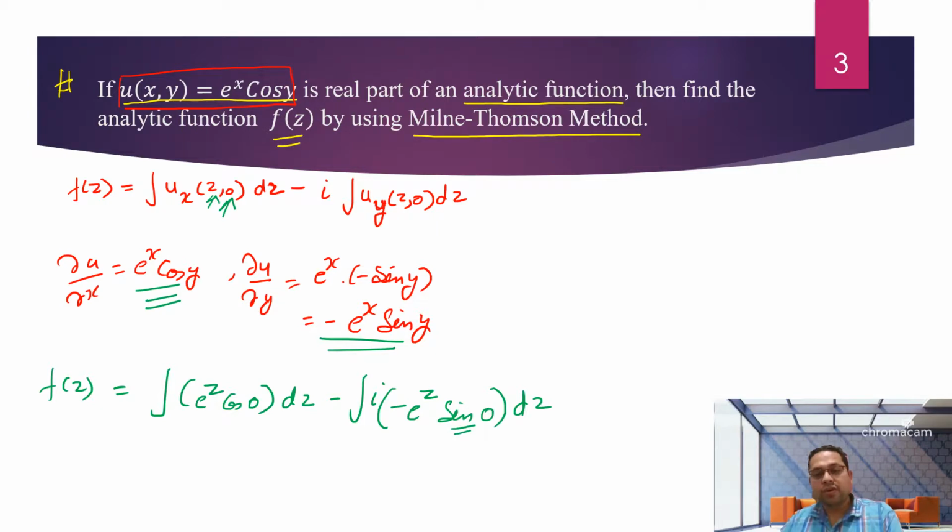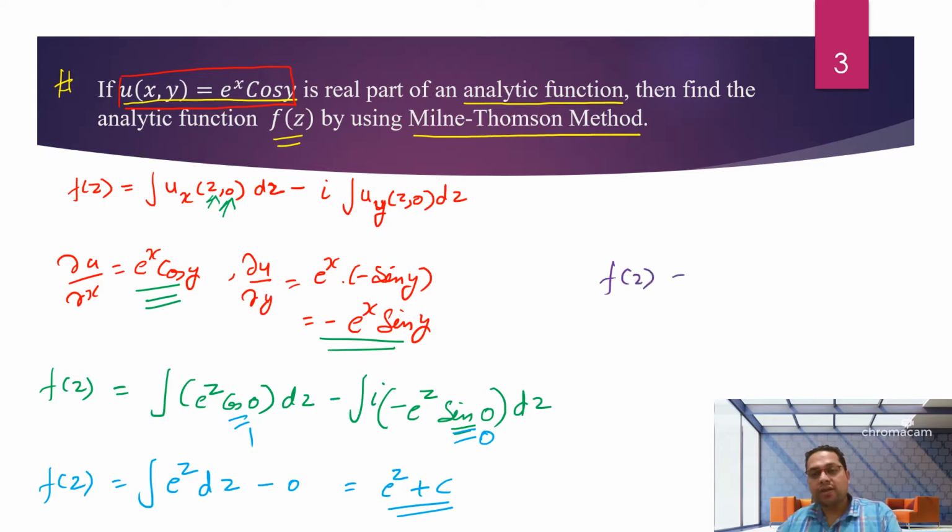Sin 0 is equal to 0 and cos 0 is 1, so we get f(z) is equal to the integration of e to the power z dz minus i times the multiplication by 0, that means 0, so that is e to the power z. Integration with respect to z is e to the power z plus an arbitrary constant. Then the solution for the given problem is f(z) is equal to e to the power z plus c.